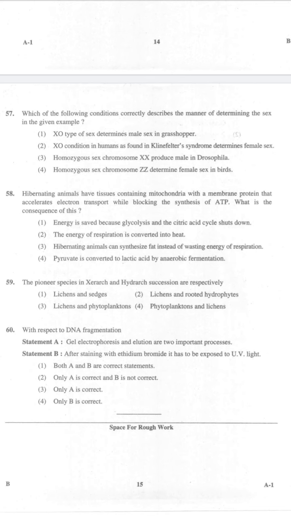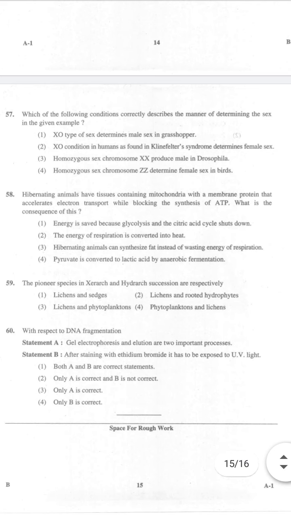Let's see the solution. Xerarch is a plant succession starting on bare ground or rock and culminating in a mature climax forest. The pioneer species such as lichens and mosses result in the gradual accumulation of soil. Hydrarch is a plant succession which starts in relatively shallow water such as ponds and lakes and culminates in a mature forest. Example, phytoplankton and hydrilla, etc. Hope you understood this one.